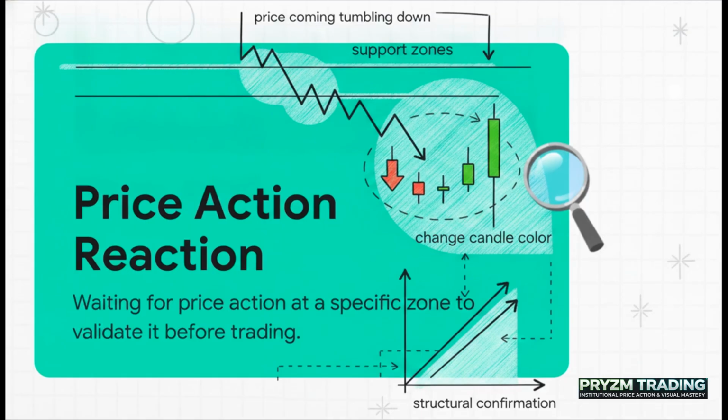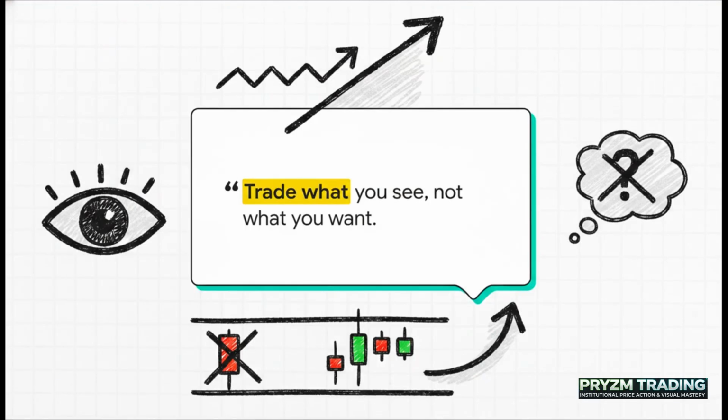On the dollar-yen, price dropped, formed an inside bar, changed candle color, and then printed a long wick candle at one of those zones. Boom! That reaction validates the zone. Once you have that higher timeframe validation locked in, then you jump down to your lower intraday timeframes, like the 30-minute, and you hunt for structural confirmation, like a wedge pattern breaking out to the upside to confirm that trend change.